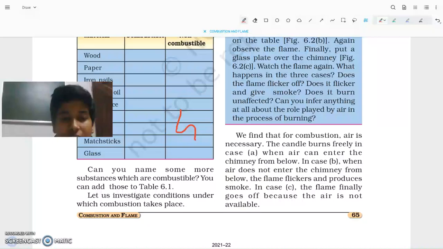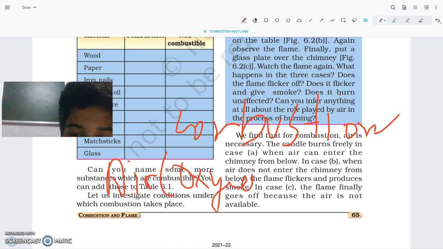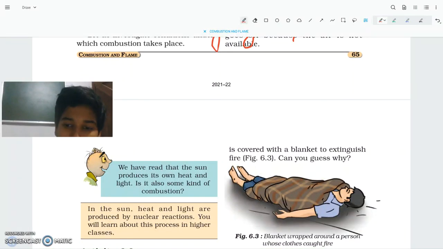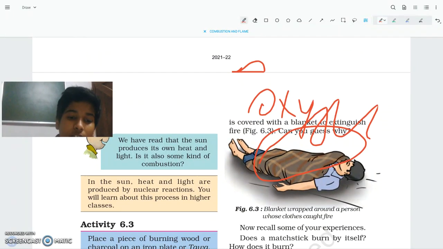So for combustion, our main topic, what are the necessary conditions? First, it is necessary that there should be air, and in brackets you should write oxygen, or you can write oxygen and in brackets air, same thing. And if anyone catches fire, we should cover them with a blanket, so that the fire cannot reach oxygen, and if there is no oxygen, the combustion stops at that time.